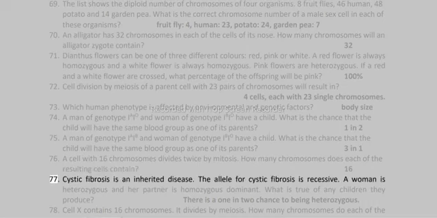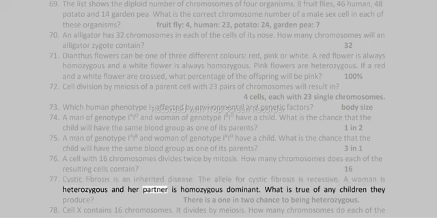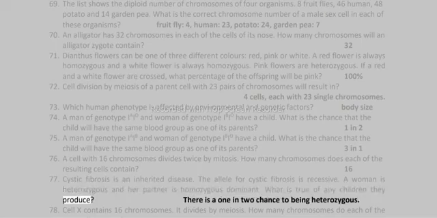16. 77. Cystic fibrosis is an inherited disease. The allele for cystic fibrosis is recessive. A woman is heterozygous and her partner is homozygous dominant. What is true of any children they produce? There is a 1 in 2 chance of being heterozygous.